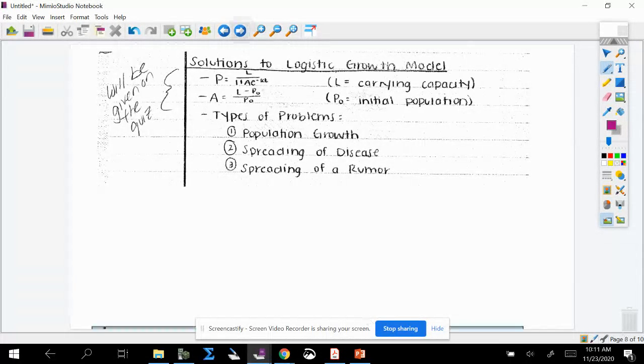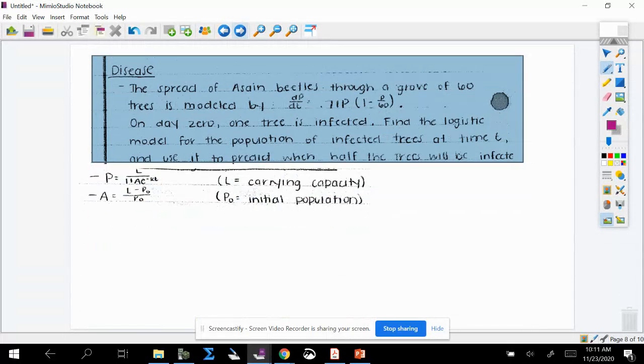So here's a disease problem, super exciting topic to talk about here. We are spreading a disease. We're not going to talk about people right now just because I don't want to be depressed. So we're going to spread Asian beetles. And yes, I realize Asian is spelled wrong. This was copied from a student's notes that are spreading through a grove of trees.